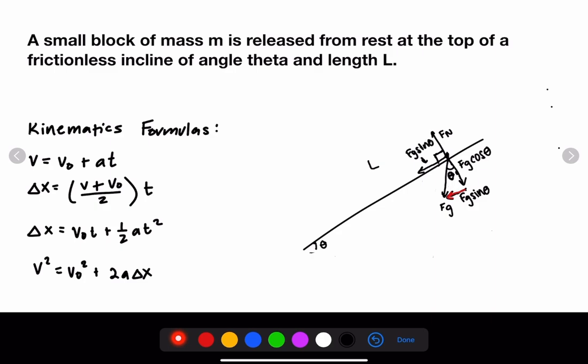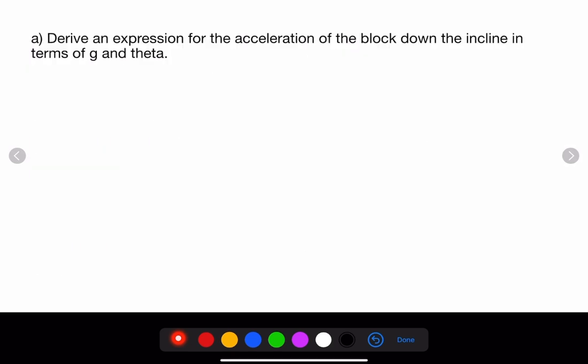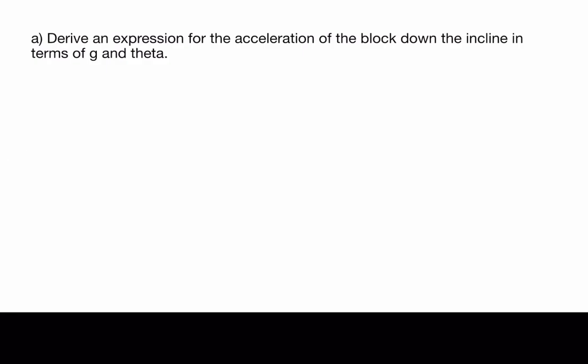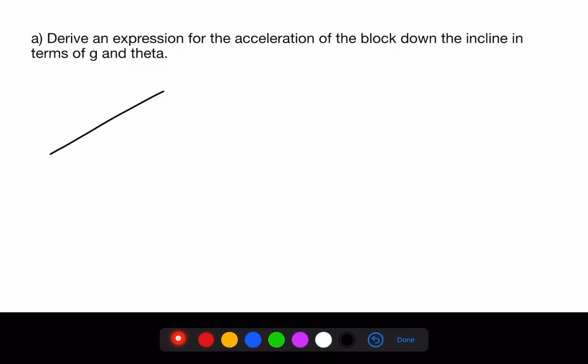I'm going to redraw this once again now with our finalized force diagram. This is now our finalized force diagram. Let's go into our questions. Part A asks us to derive an expression for the acceleration of the block down the incline in terms of g and theta. Real quickly, I'm just going to redraw our situation. We have our incline with theta, we have our normal force, we have our Fg cosine theta, and we have our Fg sine theta.